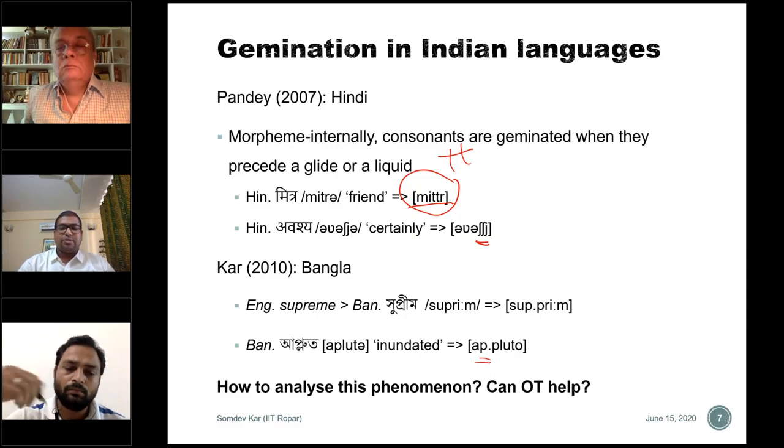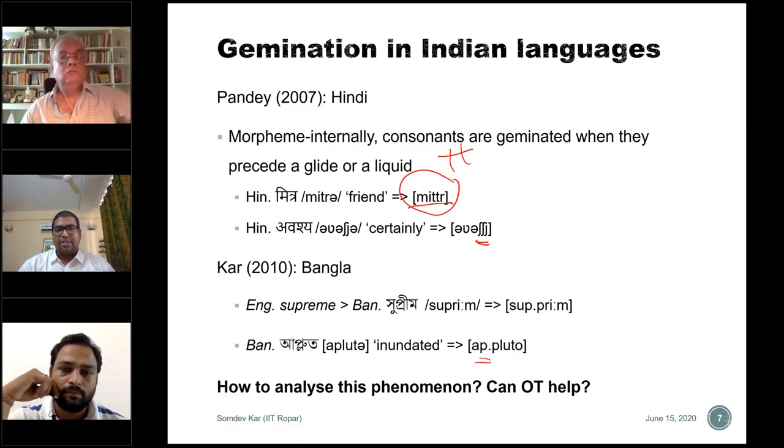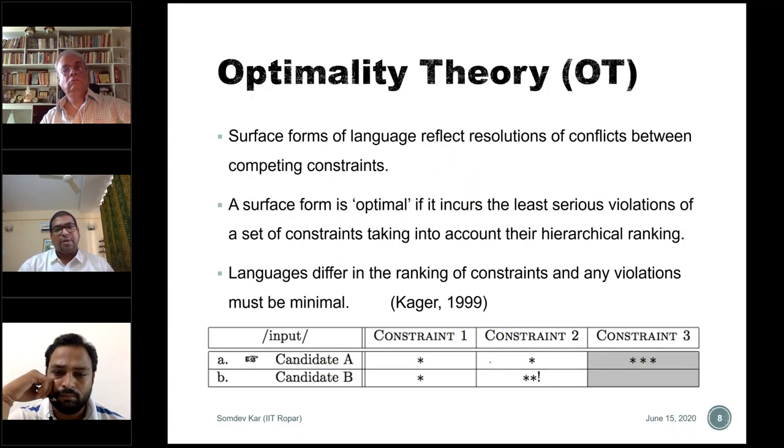There are different models to explain this in linguistics. There are phonological models like the rule-based model, which can of course show it. But for today's talk, I thought I'll talk about it in terms of optimality theory. Optimality theory is a theoretical framework. Let us quickly go through how optimality theory actually works.